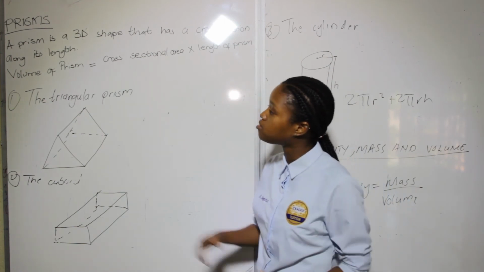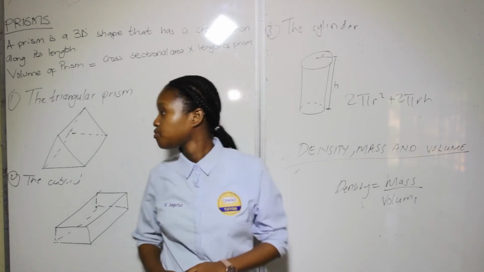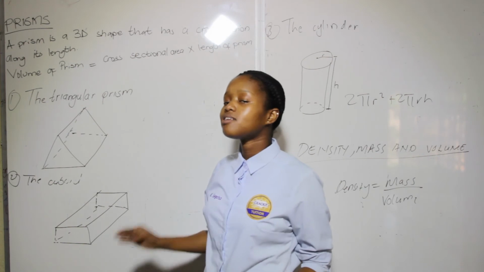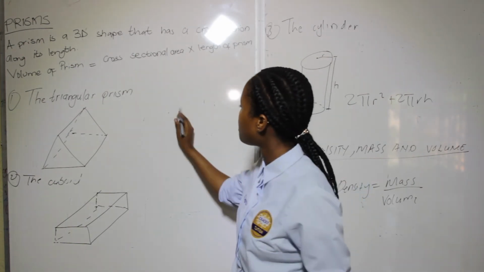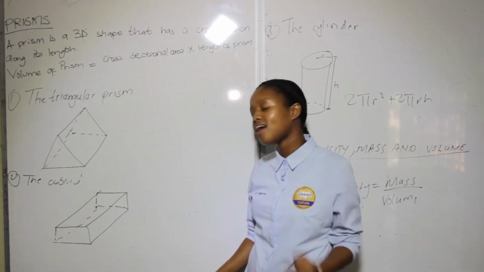So we have 3 prisms. We have the triangular prism, the cuboid, and the cylinder. The triangular prism is made up of 2 triangles and 3 rectangles. So how many faces does it have? It has 5 faces. So 3 questions can be asked in Prism.